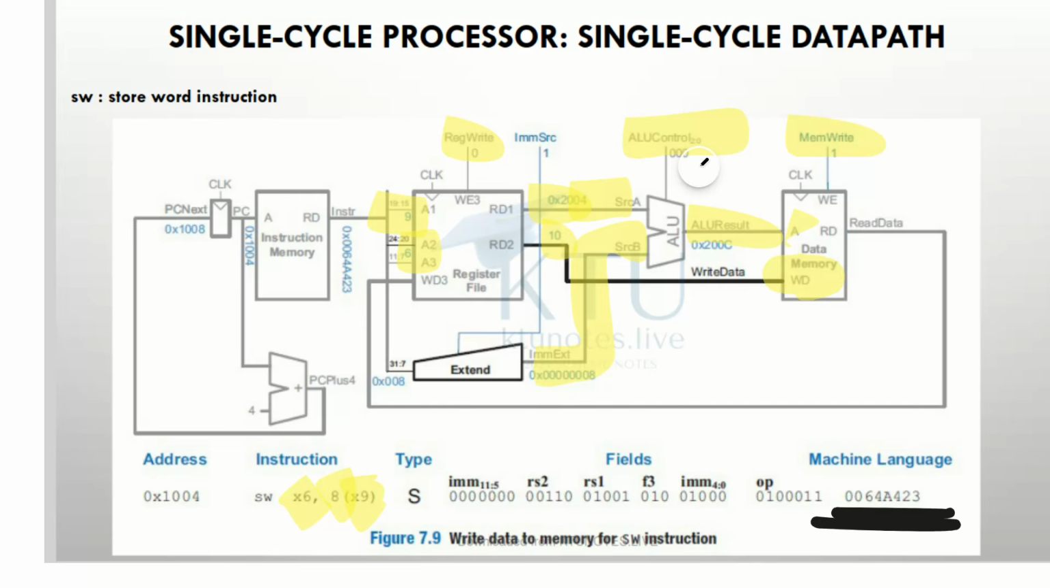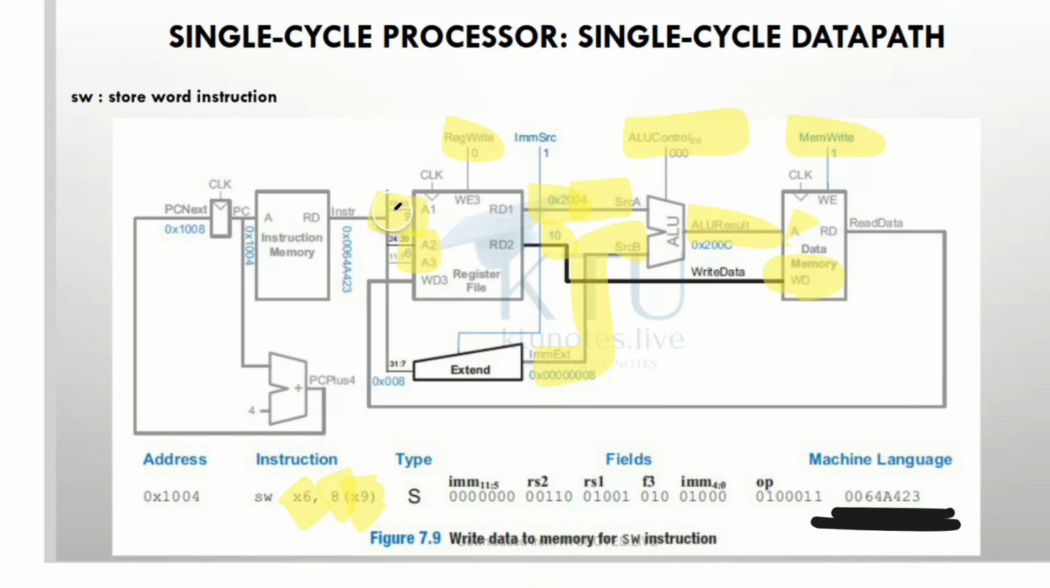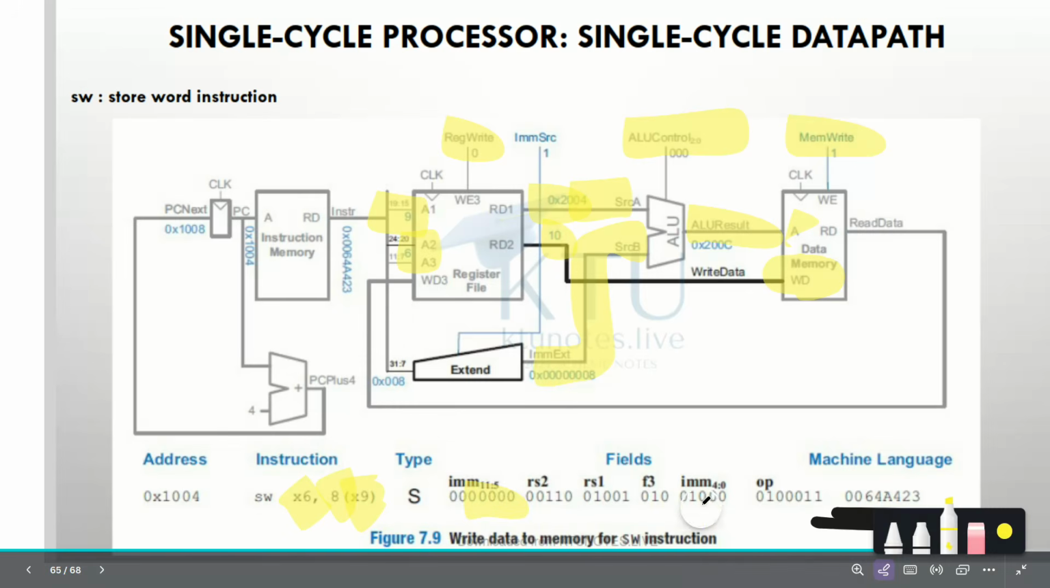I hope you understood, because what we are doing here is, first of all, we need to find the address. What is this 8(S9)? The value of this 8(S9) we have to find. So for that I first pass the 9's bits into this A1, and it will give the value which is present in 9, that is 0x2004, through this ALU's source A. ALU's source B is this immediate value.